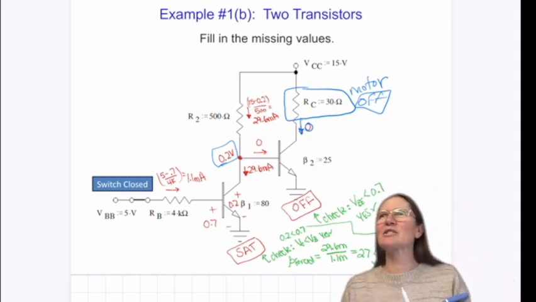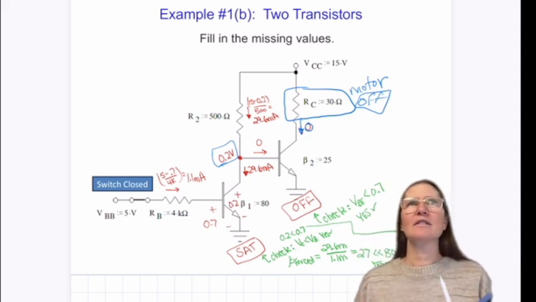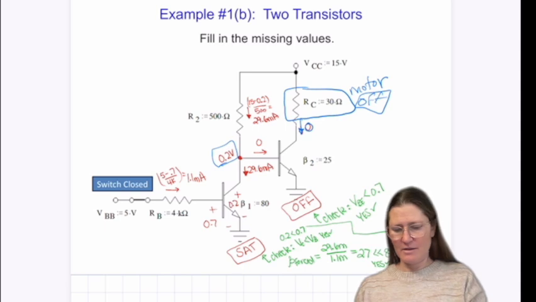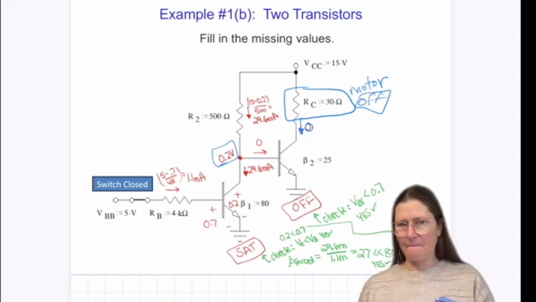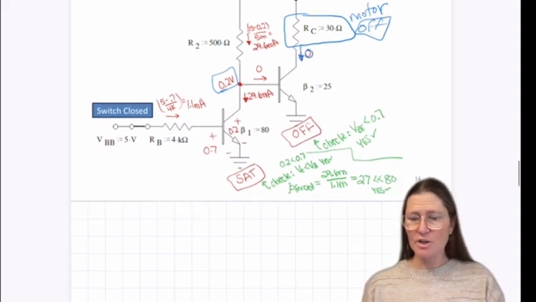All right, questions? Yes? So whenever it's in active mode, we expect IC equals beta IB, right? Correct. Okay.